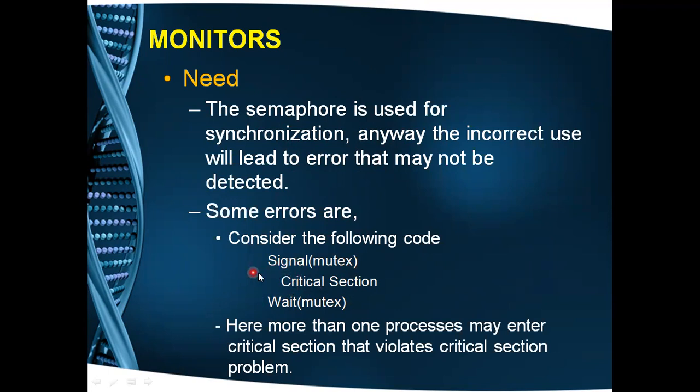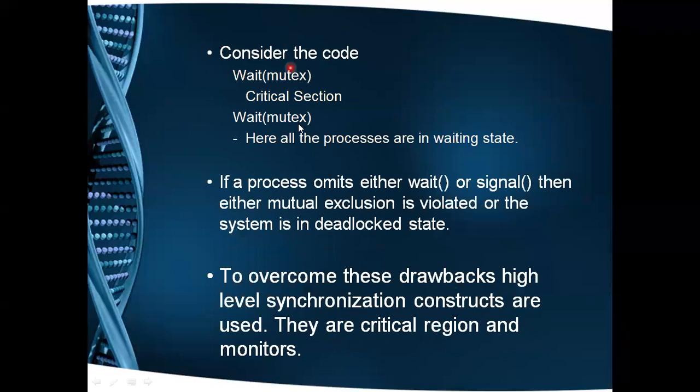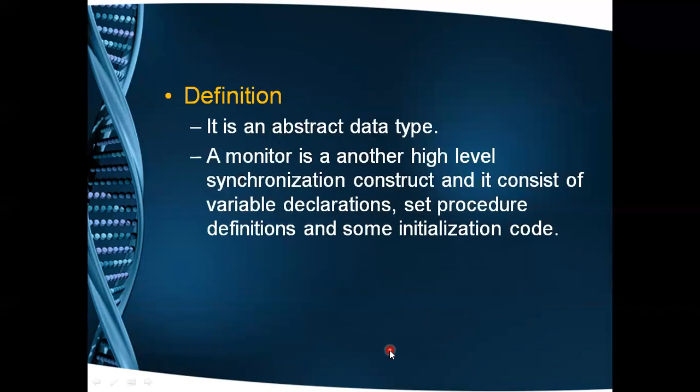Normally we use wait and signal in this order: before the critical section wait, after the critical section signal. But if we interchange wait and signal, it violates the critical section problem, that is, more than one process may enter the critical section. That's a problem. And if you use only wait operations above and below the critical section, no process will be allowed to enter the critical section. Everything will be in the waiting state. Similarly, if you omit either wait or signal, again the problem comes. To overcome these problems, the monitor is used.